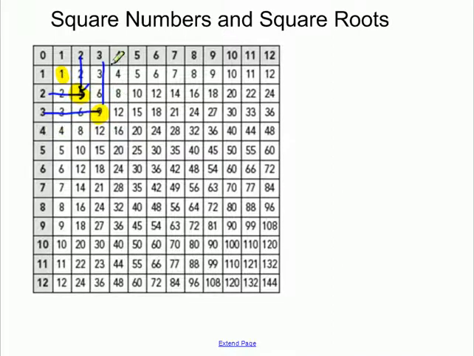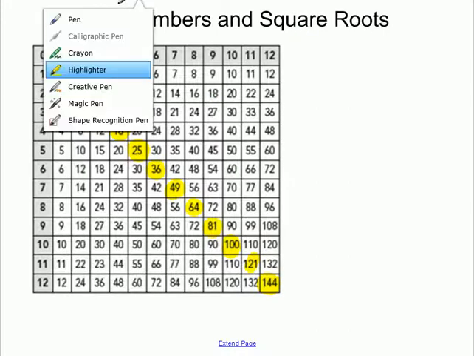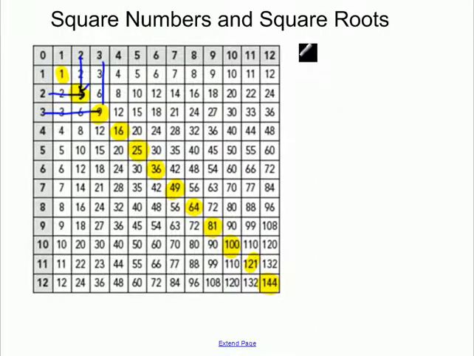4 squared, 4 times 4, is 16. 5 squared would be 5 times 5, 25. 6 squared is 36, so I can keep going. 7 squared is 49. 8 squared, 64. 9 squared is 81. 10 squared is 100. 11 squared, 121. 12 squared is 144. So a number multiplied by itself, that's squaring a number. These highlighted numbers down the diagonal here are called perfect square numbers.